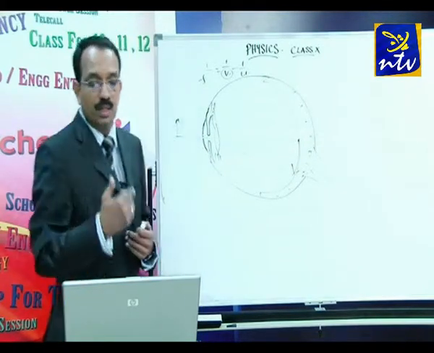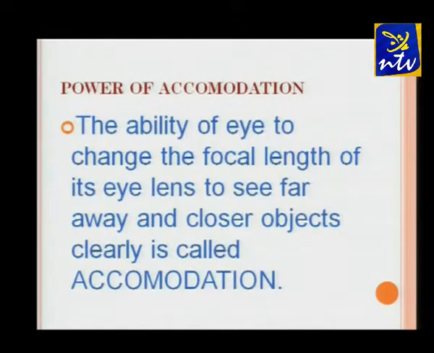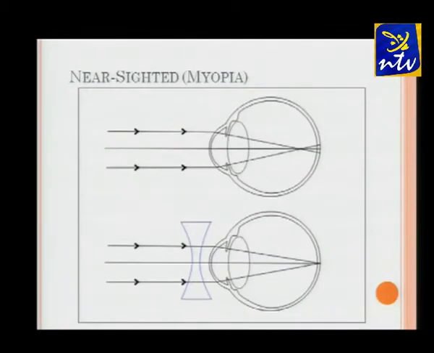Now, you look at the screen, you can see the definition of power of accommodation. Accommodation is the ability of the eye to change the focal length of its eye lens to see far away and closer objects clearly, right. And see, this is the case of the normal eye focus. You can see the light rays coming from infinity, the parallel light rays, they meet at a point on the retina. So, you will get the image on the retina, all right. So, this is the case of a normal eye.